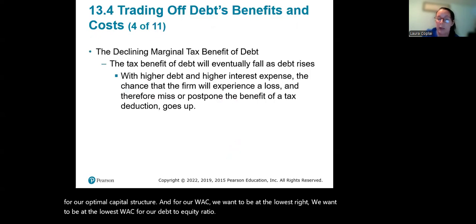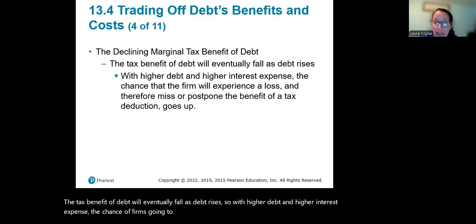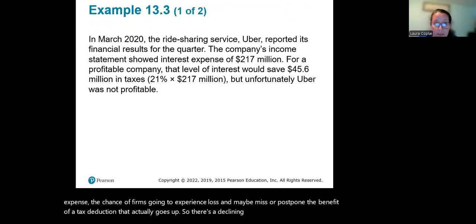The tax benefit of debt will eventually fall as debt rises. So with higher debt and higher interest expense, the chance a firm is going to experience a loss and maybe miss or postpone the benefit of a tax deduction actually goes up. So there's a declining marginal tax benefit of debt.